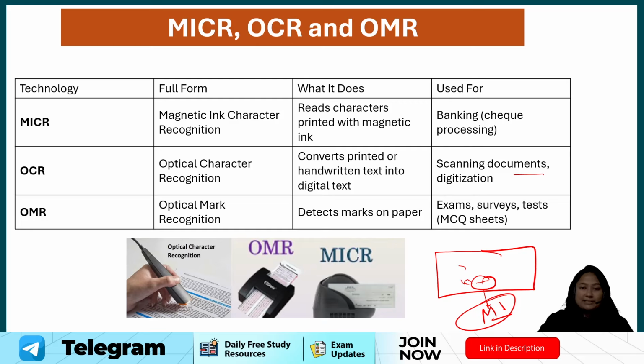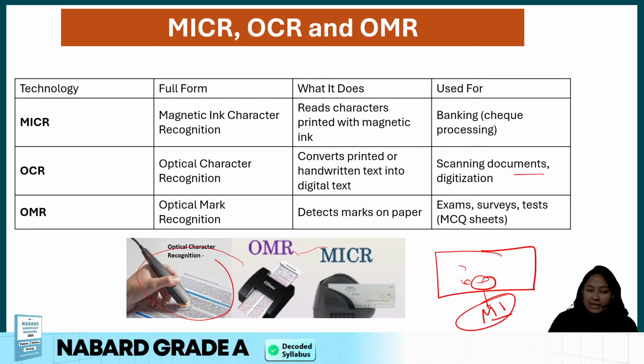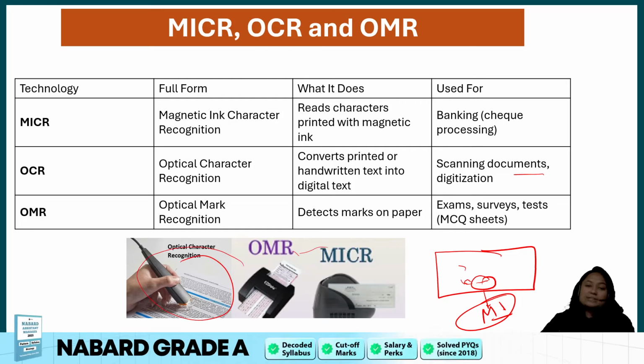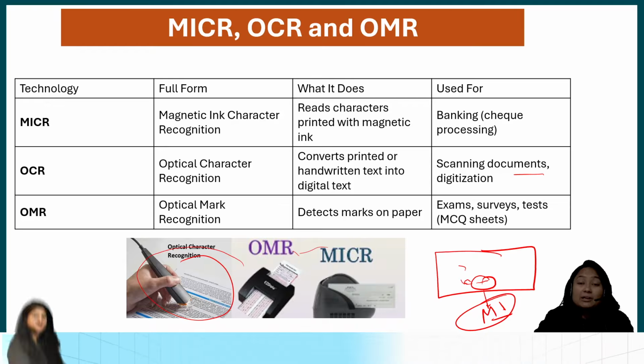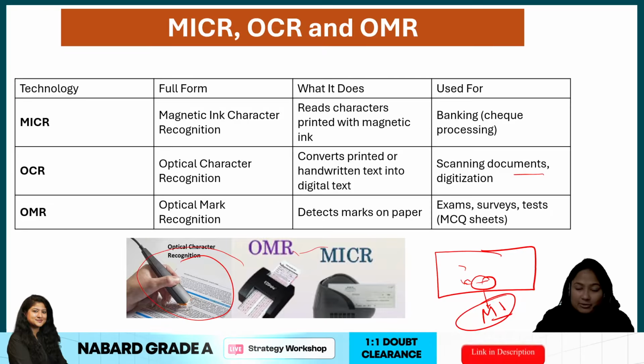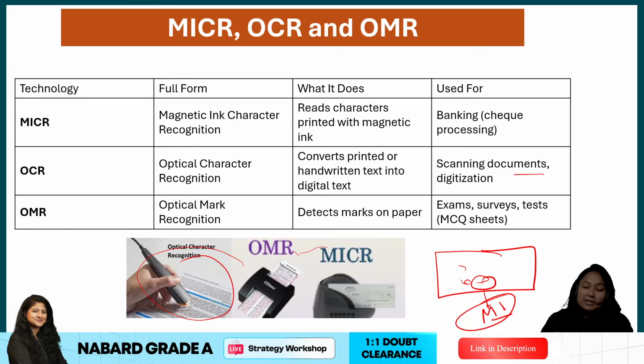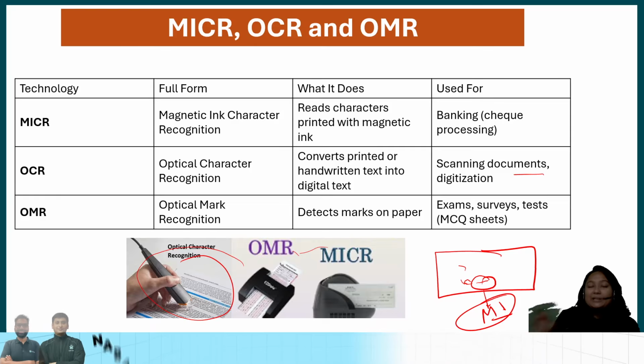So that is MICR. Then we have OCR, optical character recognition. Now what it does, this is the machine, and whenever you slide it over the text, it converts the text into digital text, which is editable. Okay, so this is OCR. This is for scanning documents and digitalization, and it's a handheld device, so it provides great control.